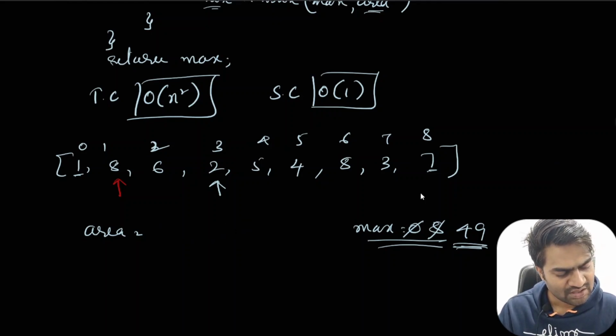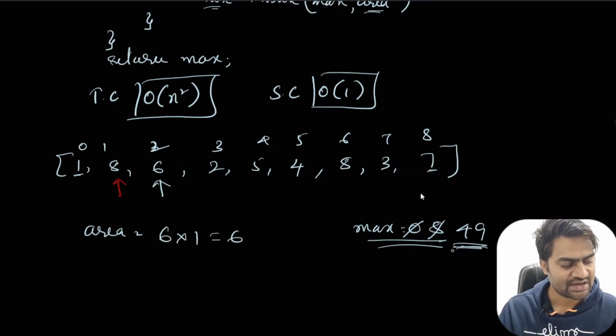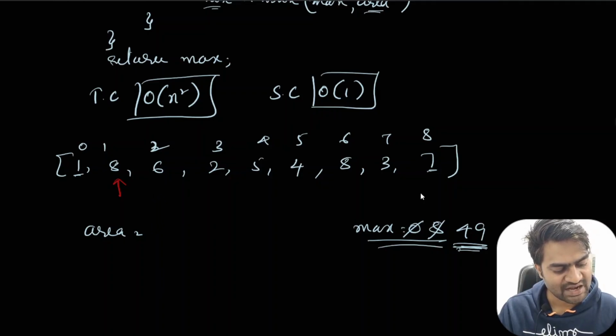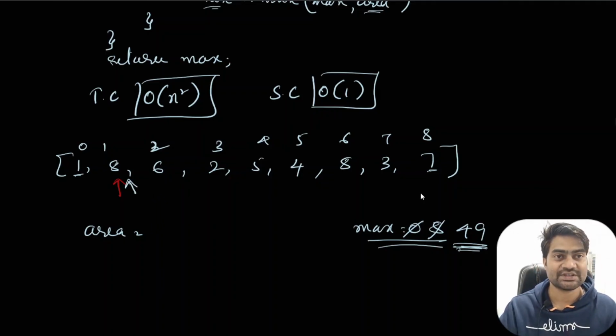I will remove. Now I need to decrement this pointer since 2 is smaller. Now between these two, 6 is smaller and distance is 1. So it is 6. I don't update my max value and I will leave this. And between these two, which one is smaller? 6 is smaller. So I will decrement my right pointer. Now if you see, both the pointers point at the same index.